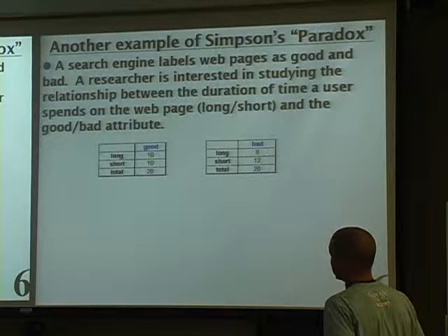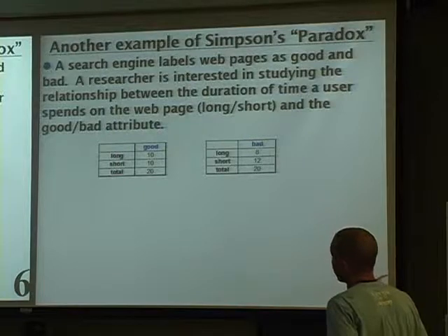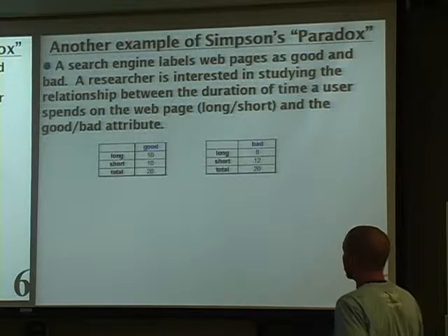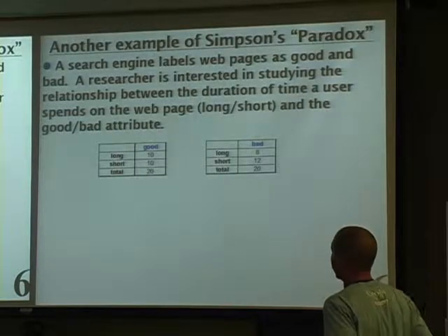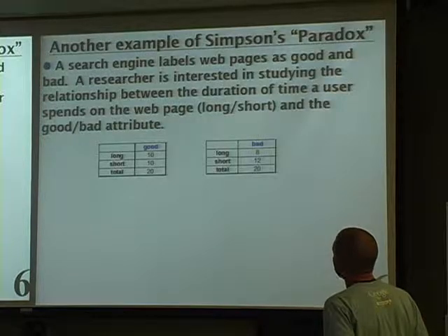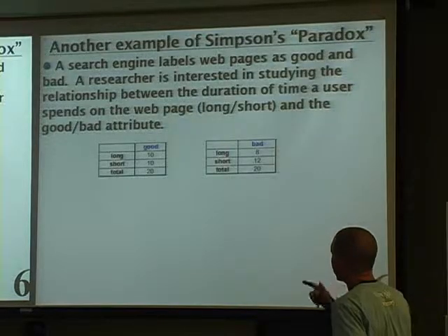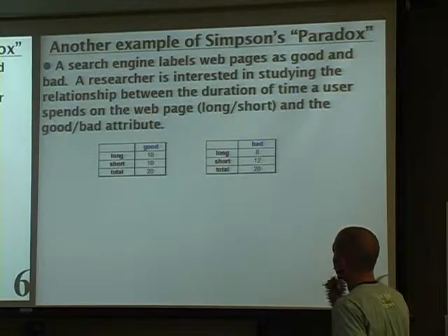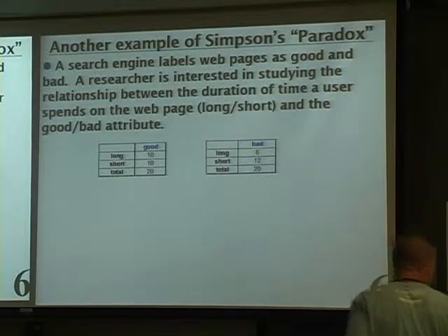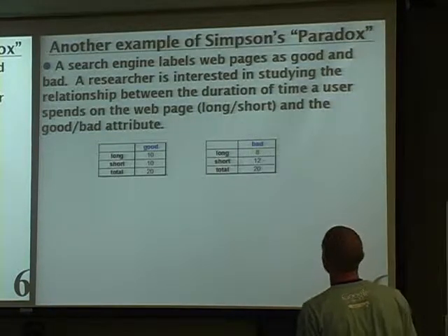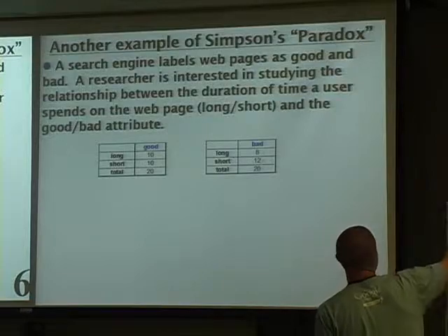spends on the page. So if you were able to measure how long someone spent on the page, maybe you can think about putting people in a lab and looking at how much time they spend on the page. And so you can record that as long or short, and then you know the good or bad attribute. So we have two variables, right? How long they spent on the page, long or short, and then was the page good or was the page bad? And so me and my friend are taking the place here of good and bad.